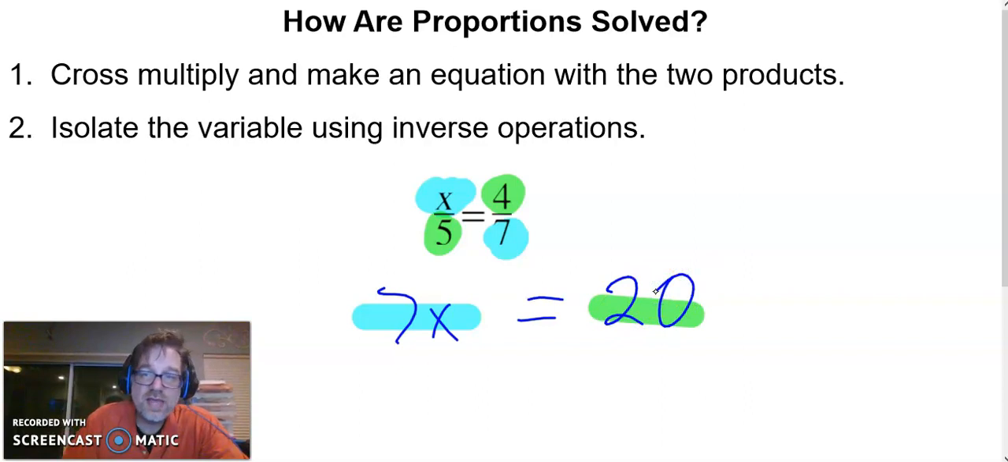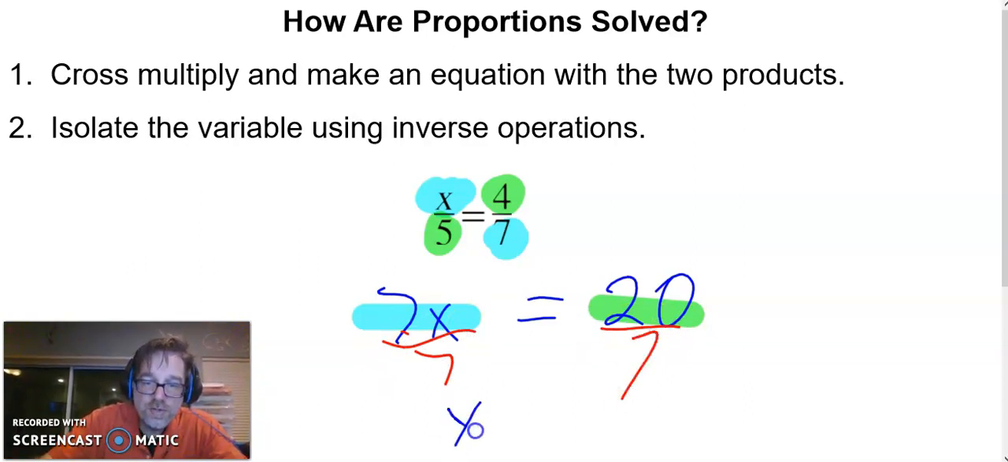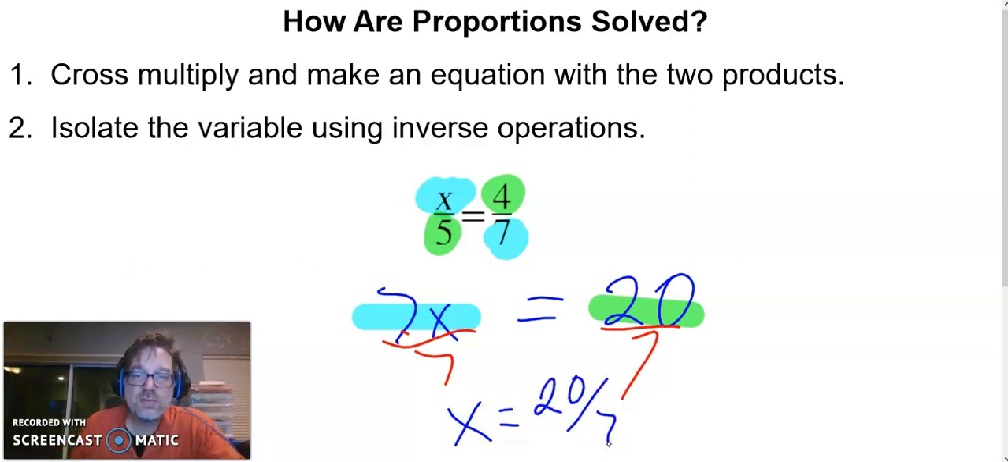And then we would solve that using inverse operations. I need to get that x by itself, so I would divide both sides by 7. Then we would end up with x equals 20 over 7. And so that would be my proportion: 20 over 7 over 5 equals 4 over 7.